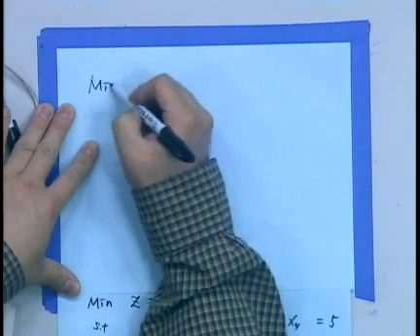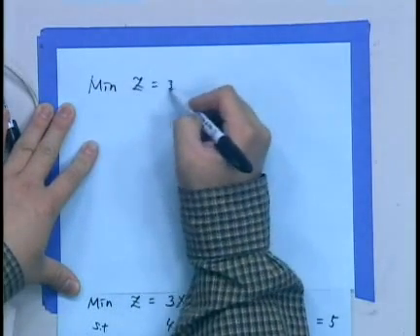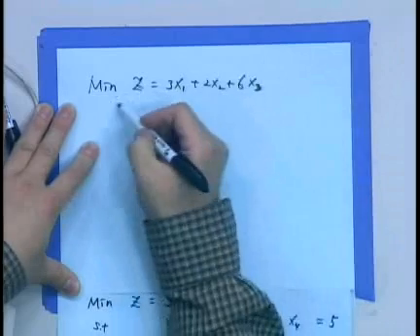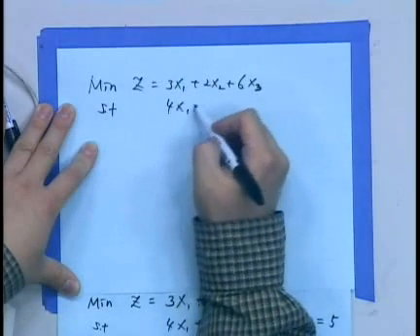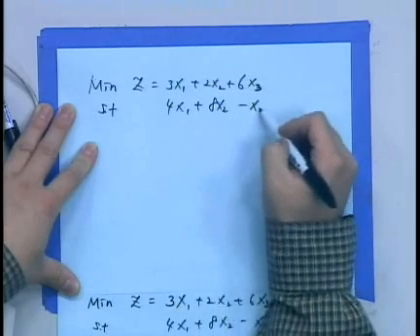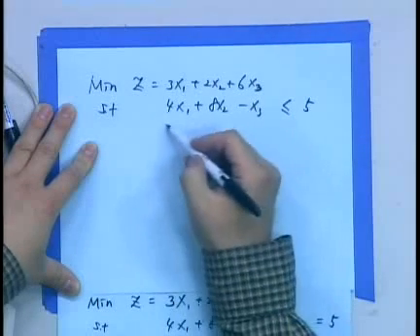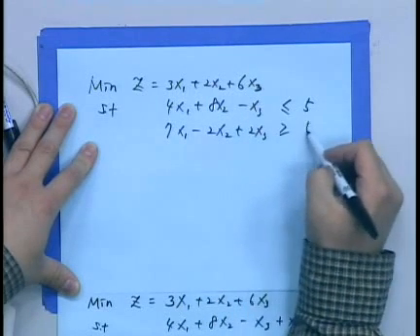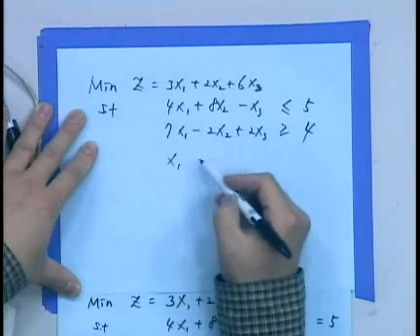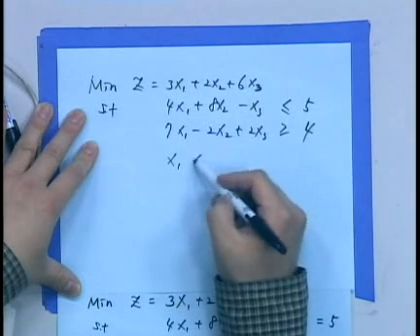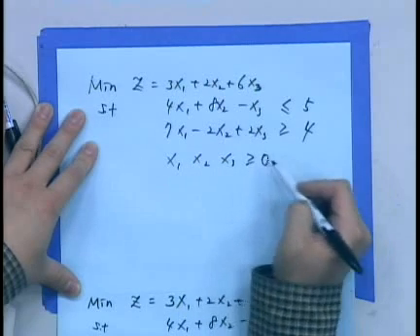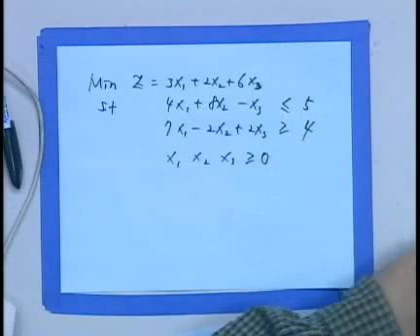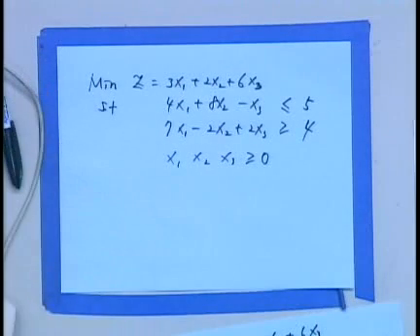Our primal problem was: minimize 3x1, 2x2, 6x3, subject to 4x1, 8x2, minus x3 less than or equal to 5, 7x1, 2x2, 2x3 greater than or equal to 4, right? And all three variables, x1, x2, x3, are greater than or equal to 0. This is the primal problem, and we've already solved the primal problem, right?